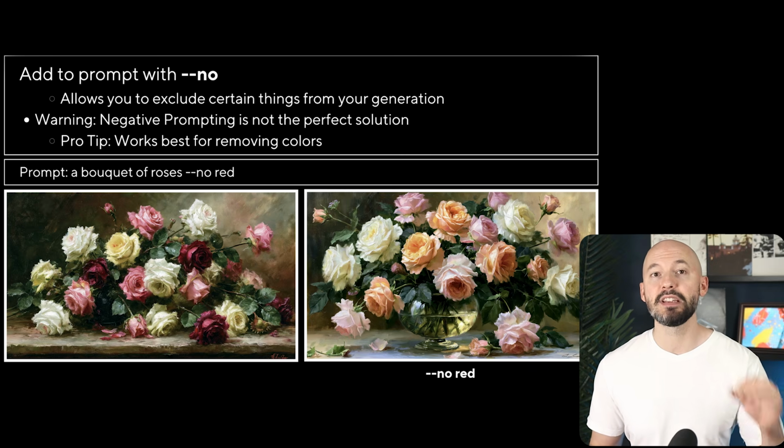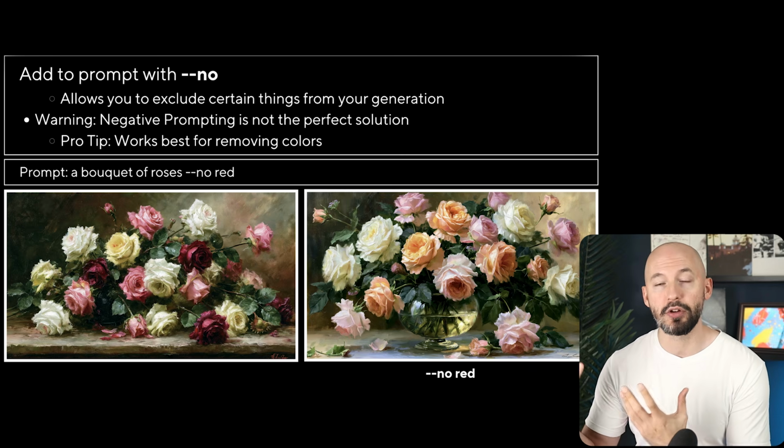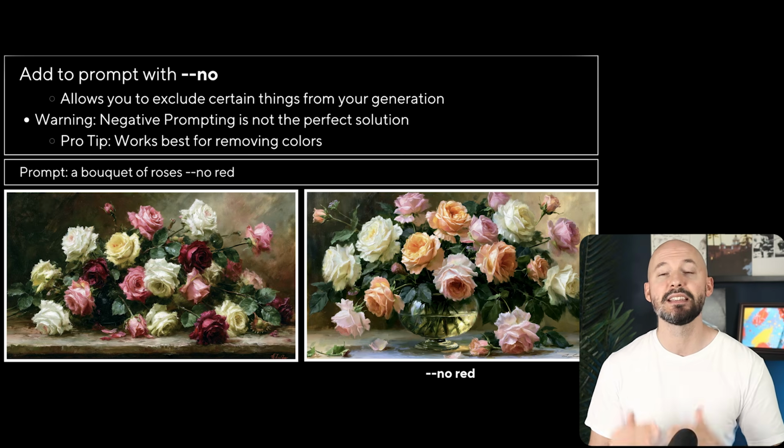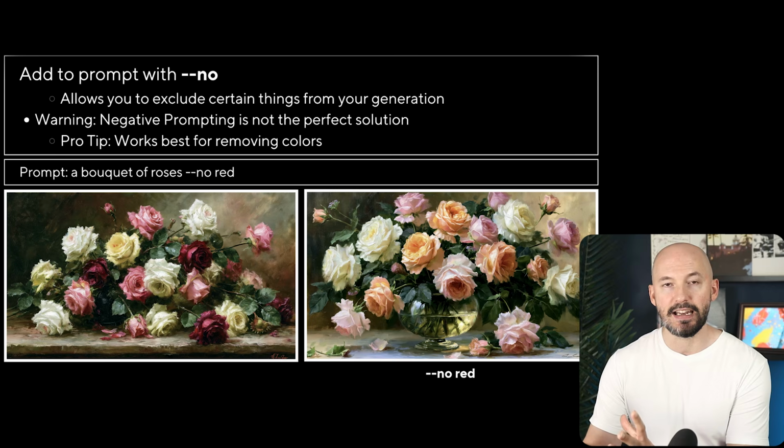The prompt on your left is a bouquet of roses. The prompt on your right is a bouquet of roses, --no, space, and then the word red. And as you can see, we don't have any red roses in that image on the right. That's the power and promise of negative prompting. But like I said, it's not a silver bullet solution, so don't let your expectations get too high.